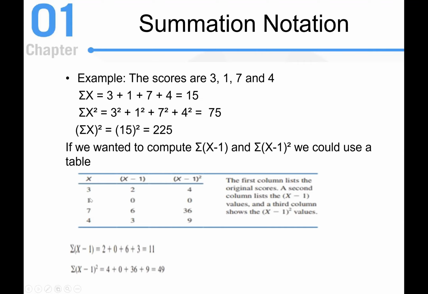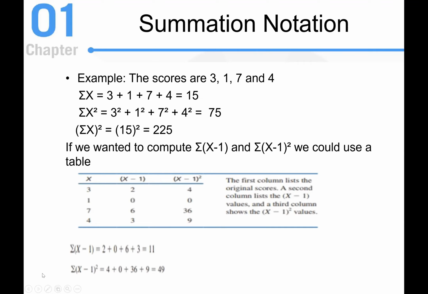So these are the scores, 3, 1, 7, and 4, and this is the score minus 1. So 3 minus 1 is 2, 1 minus 1 is 0, 7 minus 1 is 6, 4 minus 1 is 3. If we wanted to then square that, it would be 2 squared, which is 4, 0 squared, which is 0, 6 squared, which is 36, and 3 squared, which is 9.